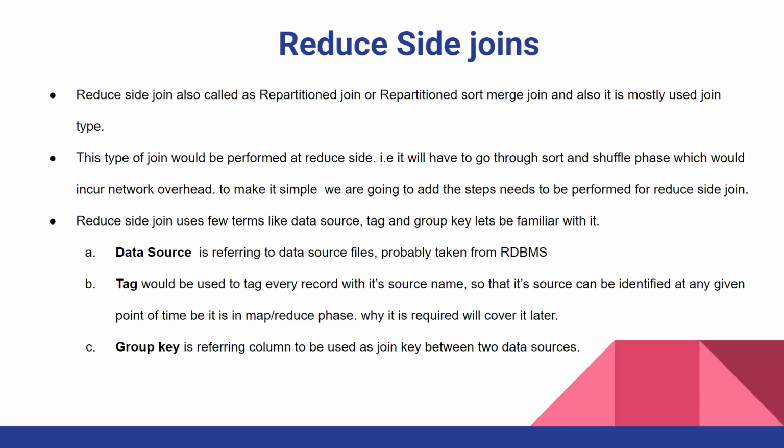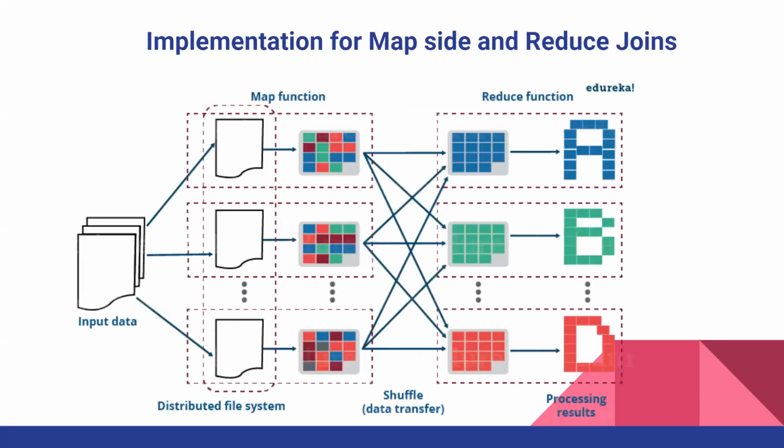Reducer joins use a few key terminologies like data source, tag, and group key. Data source refers to the data source file, probably taken from a relational database. Tag is used to distinguish each and every record, and it is used in the MapReduce phase. Group key refers to the column on which it should be grouped, or the join key between two data sources. It is a common entity present in both the tables on which the join is performed. Hence the name group key. On that entity only, the join is performed.